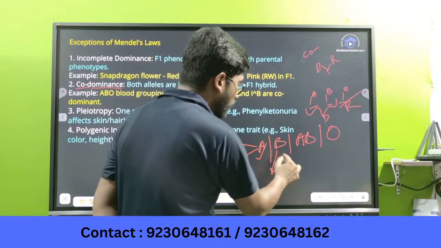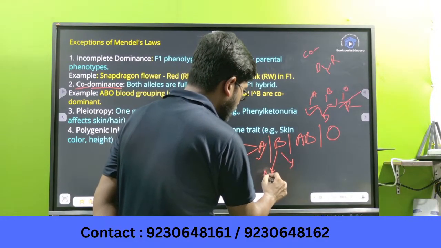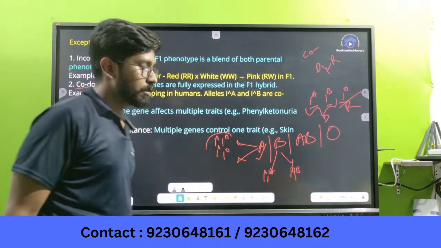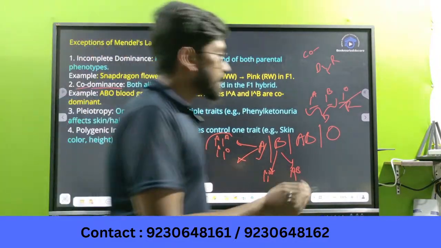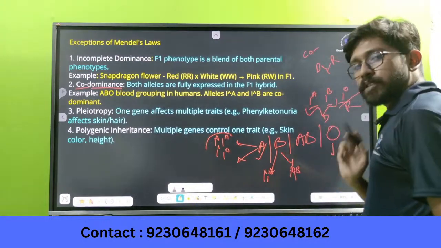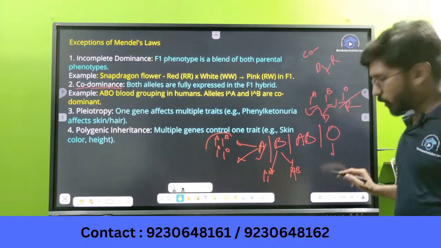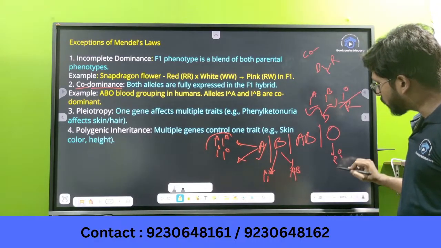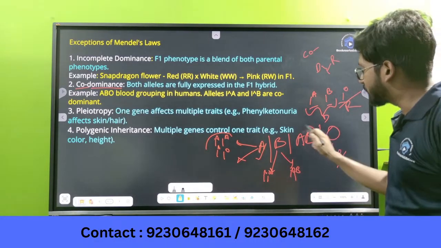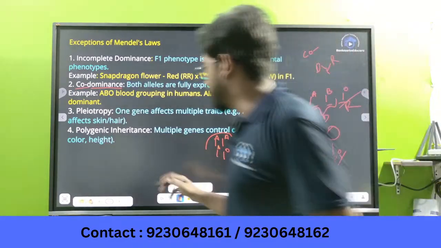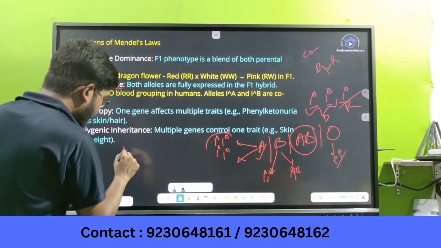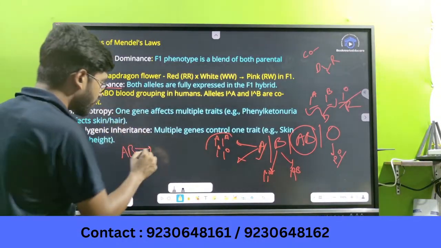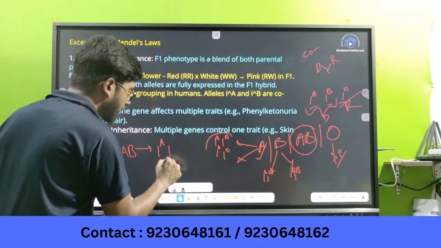At the same time, for B, I have IBIO and IBIB, right? And O is the recessive characteristics, so only one possibility is there: IOIO, because it is recessive. But here is the fun. For AB, we see only one possibility, but it is a very important possibility, that is IAIB.